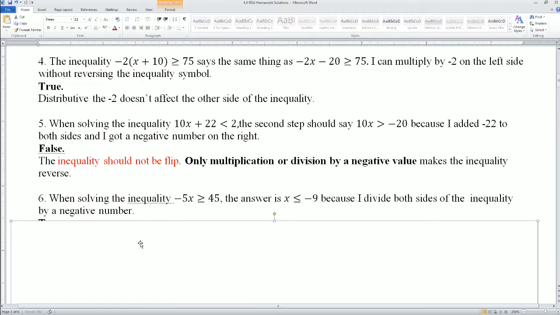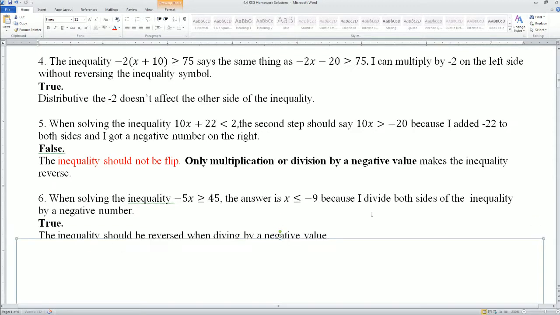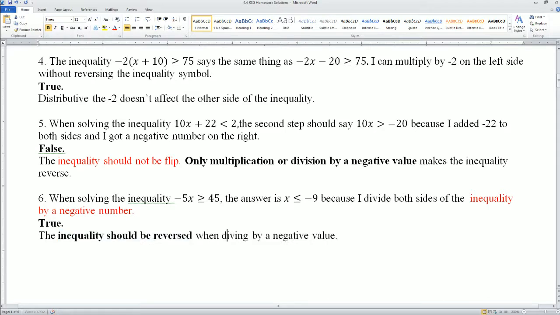6. When solving the inequality negative 5x is greater than 45, the answer is x is less than negative 9 because I divide both sides of the inequality by a negative number. Right? You divide by a negative number, so you flip the inequality. That is true. The inequality should be reversed when you divide by a negative value.